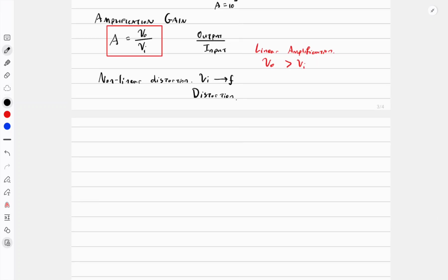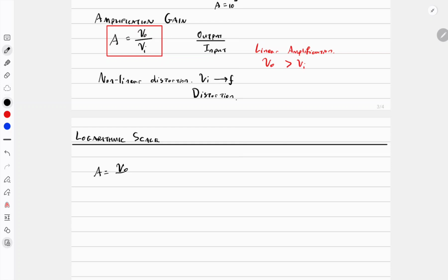One last thing we want to talk about now is called the logarithmic scale. Your amplifier's gain is just a bigger version of the input: the input times the amplification, maybe 10 to the third, 10 to the fifth, is equal to the output. This is how the amplifier works. But the thing is, this is sometimes a huge number, maybe 10 to the 9. This is not very good.